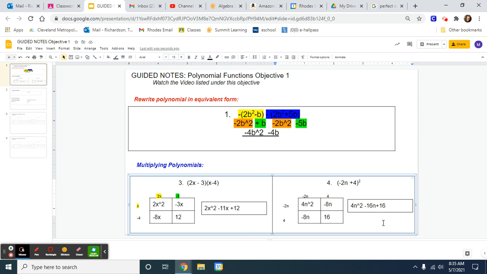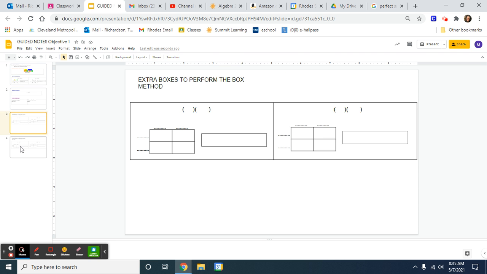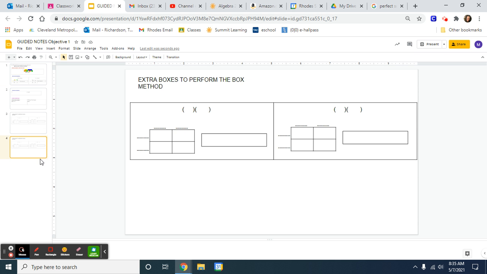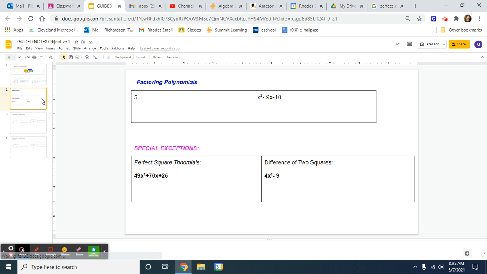So if you get a problem like this on the quiz, if you go down to slides 3 and 4, I have given you extra blank box methods that you can use if this helps you. If not, if you want to use paper and pencil, that's fine. But there are some extra blank ones on slides 3 and 4. Okay, let's go to slide 2 for our next examples.